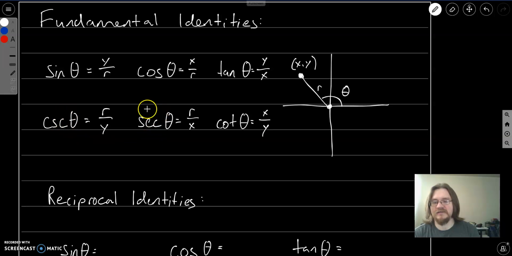The cosecant, secant, and cotangent, we match them up like this, so that each one of these is just the reciprocal of the other. So the cosecant of an angle theta is going to be r divided by y, whereas sine was y divided by r. The secant is again going to be the reciprocal of the cosine, r divided by x, and cotangent is going to be x divided by y, whereas tangent was y divided by x.